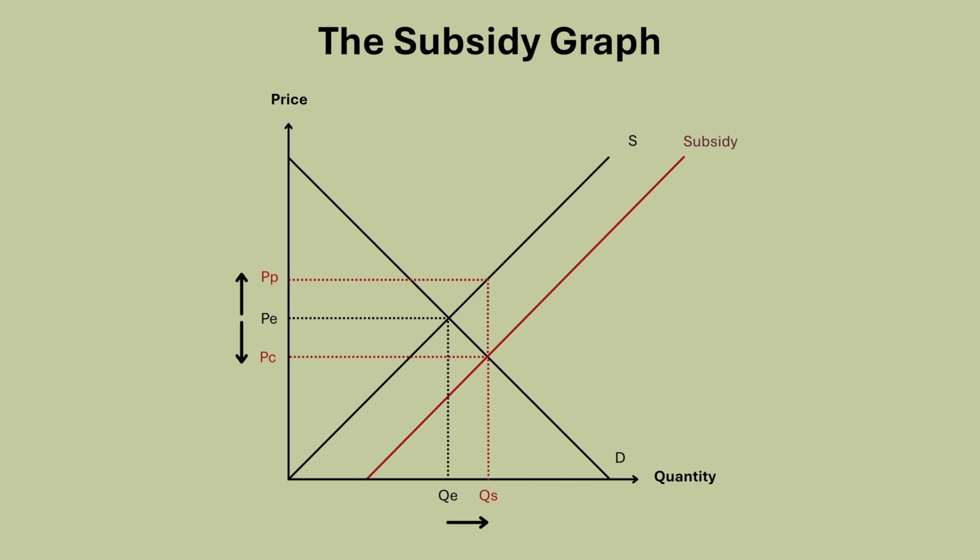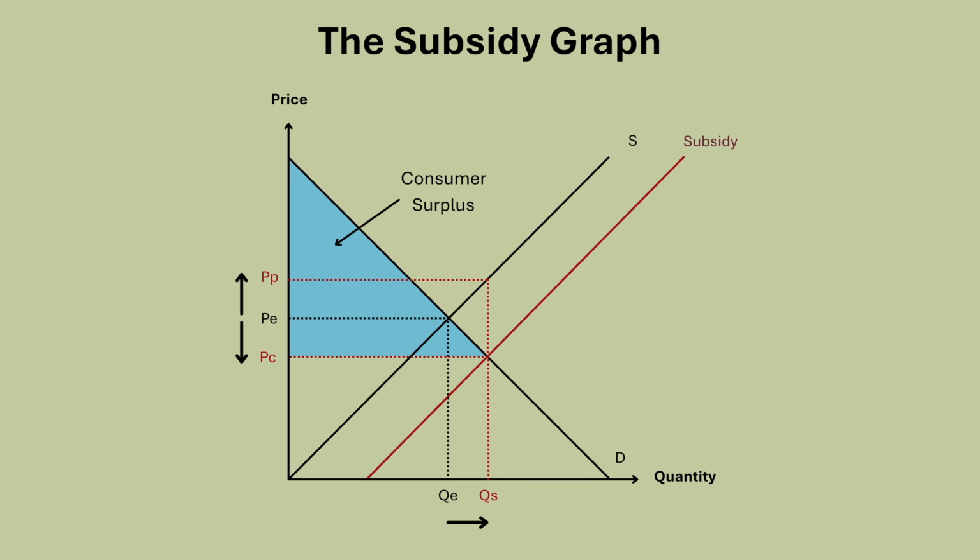For each of these graphs, you will need to know 1, how to draw the graph, which looks like this, and 2, how to shade and label the consumer surplus, producer surplus, deadweight loss, and impact on the government. The consumer surplus is this big blue triangle here. It goes from the price that consumers are willing to pay, which is the demand curve, down to the price that they actually pay, which is PC, and out all the way to the quantity that they buy, which is QS.